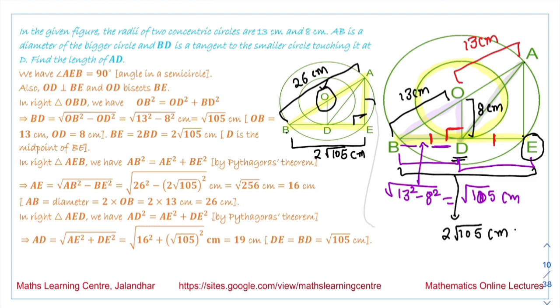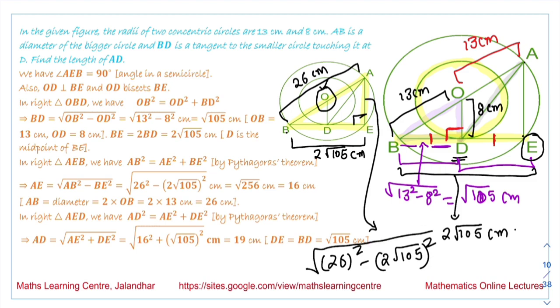So the length of this side AE will be the square root of 26 squared minus (2 root 105) squared. On solving this, we get the square root of 256 centimeters, that is equal to 16 centimeters. So we get that the length of AE is 16 centimeters.